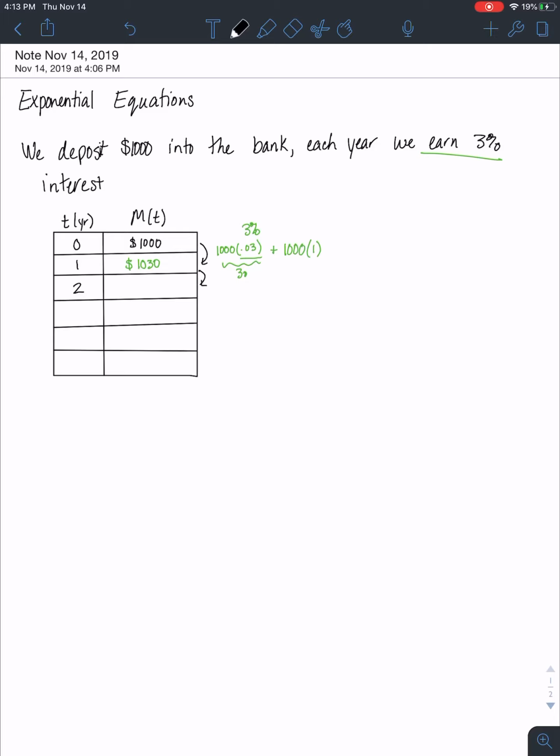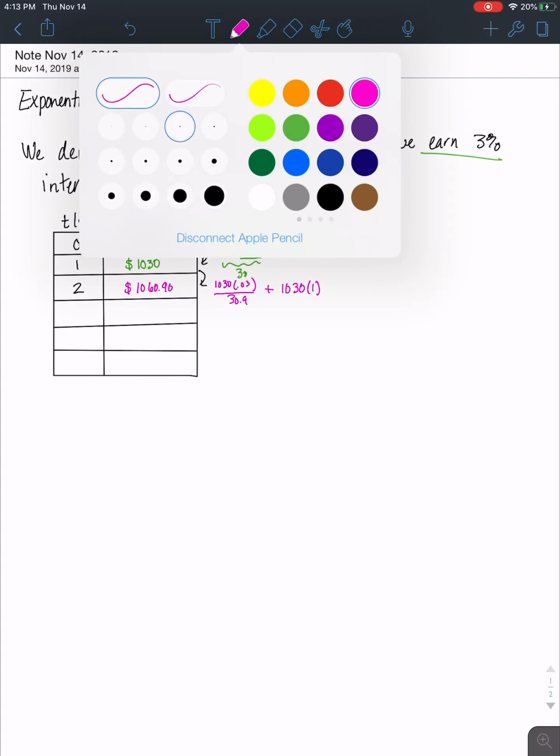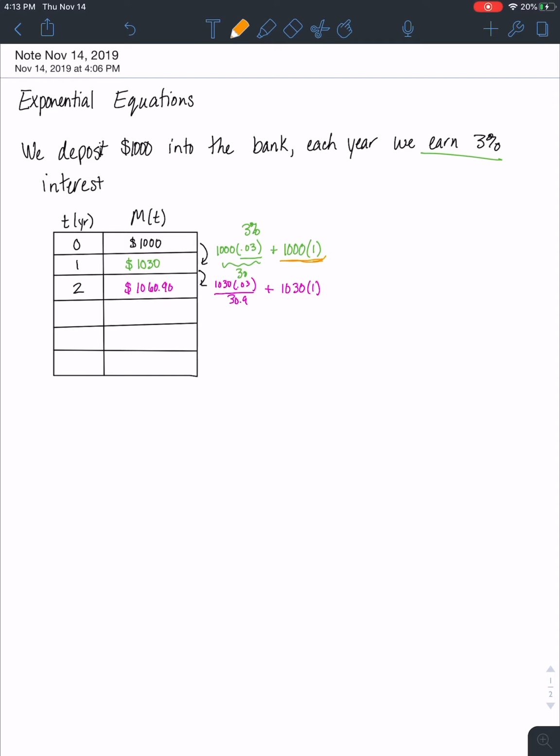So now if I do it again and I try to figure out what 3% of 1,030 is, let's type in 1,030 times 0.03. That is $30.90. And that is going to be on top of the $1,030 that we already had. So now I'll have $1,060.90.